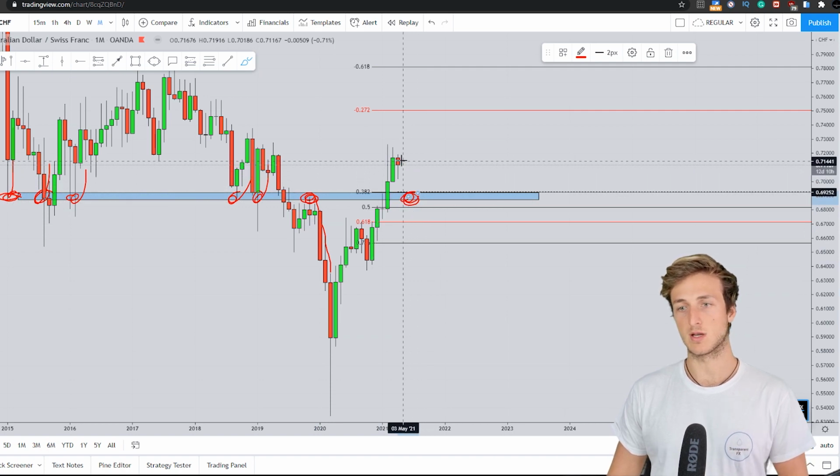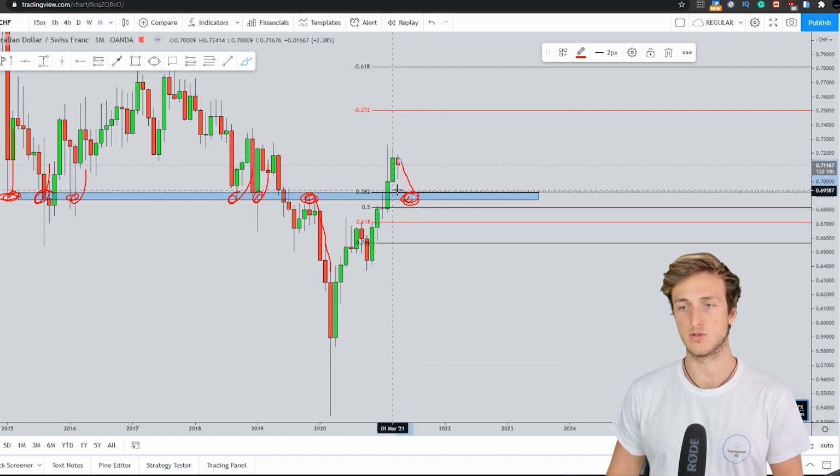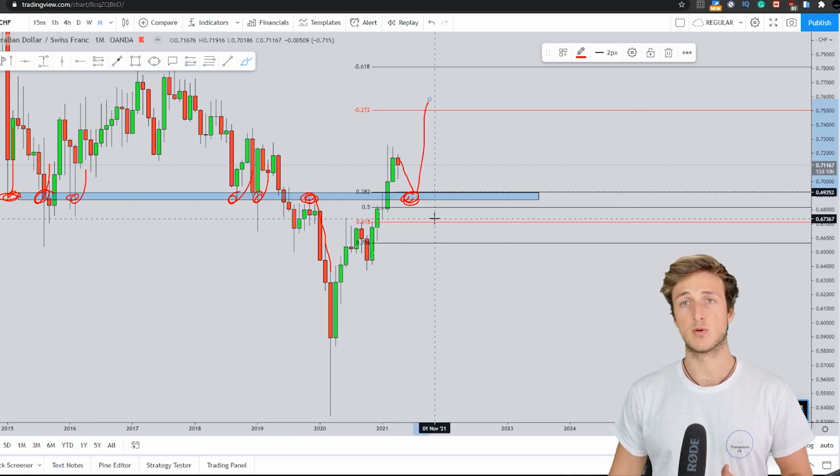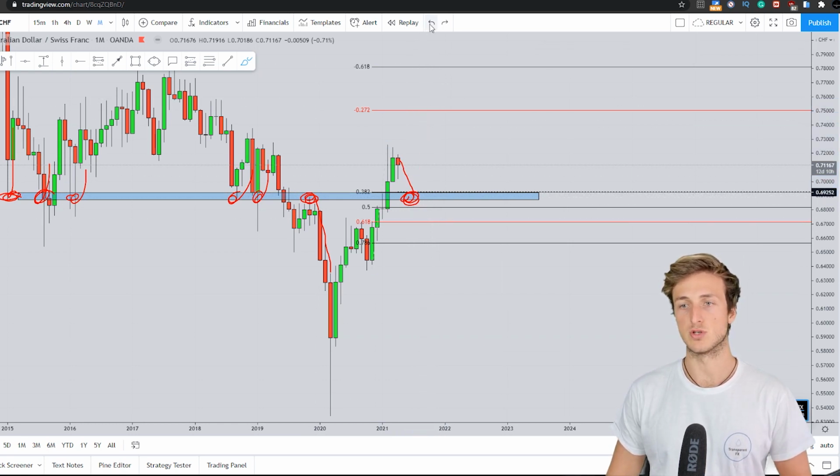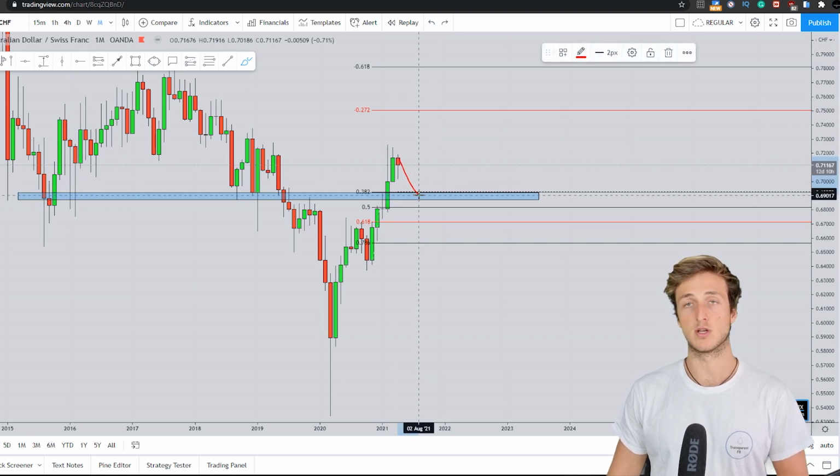And we do expect the market to go for a retest of this previous resistance turn support before providing a potential continuation to the upside. So on the monthly, everything is quite clear. We do expect the market to provide a move to the downside before the potential continuation to the upside.